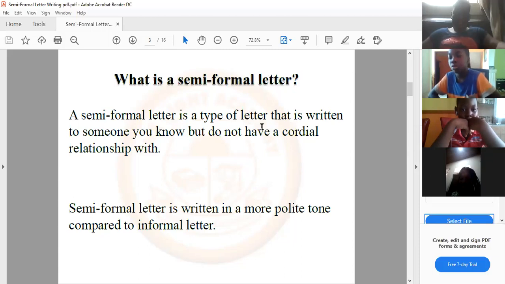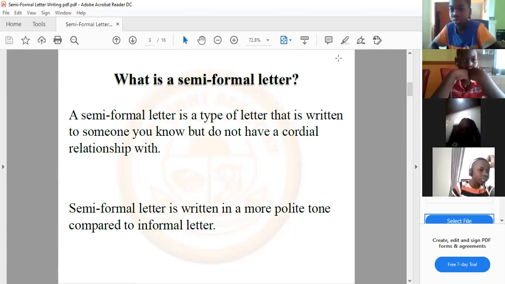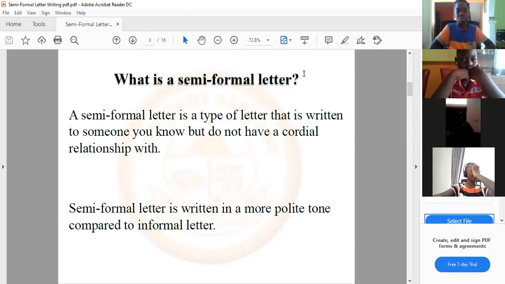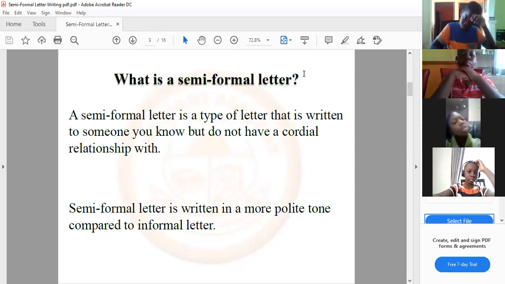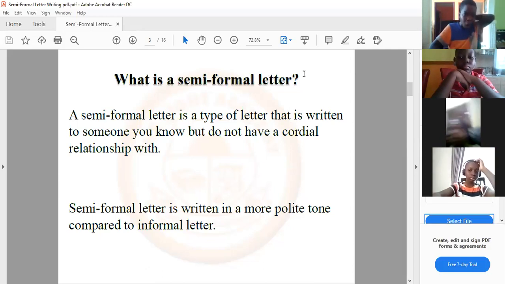But when Wesley is writing to Chiron, or when Boatima is writing to Akuba, because they are friends, they can say all these kinds of things. But in semi-formal letters, you can't say that, okay? So it is a letter that is written to someone you know, but you do not have a cordial relationship with that person. And when you are writing a semi-formal letter, your tone must be a polite one. You must be polite. When you say polite, you have to show respect. So your tone must be very, very polite as compared to informal letters.